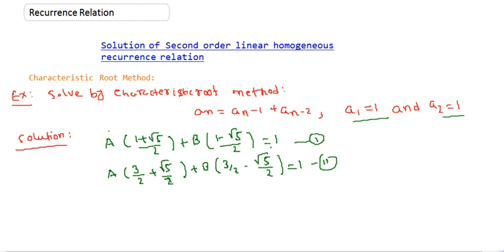Should I do it, or should I just leave it for you? I will first leave it to you. If you have any problem, just comment below, then I will solve the equations and tell you.